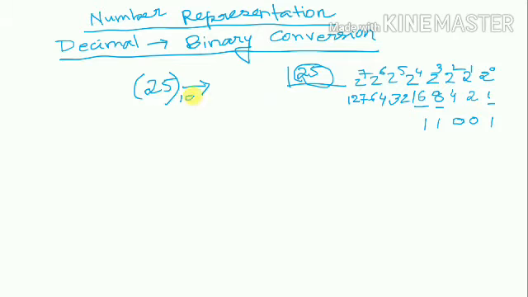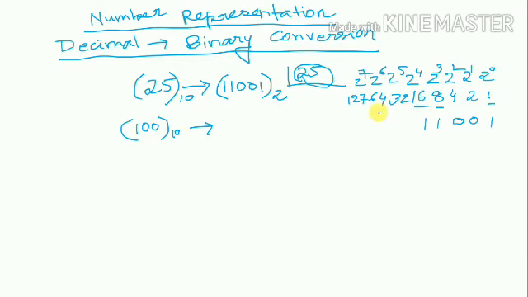That means the binary of 25 will be 1 1 0 0 1. This is the binary of 25. Suppose you have to convert 100. This is in decimal. You have to convert it into binary.